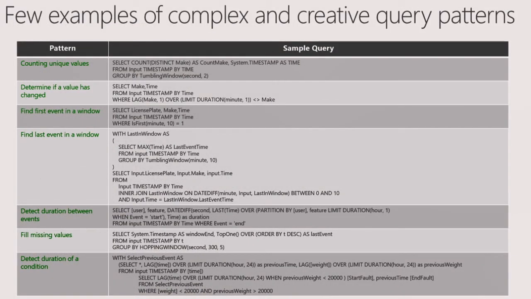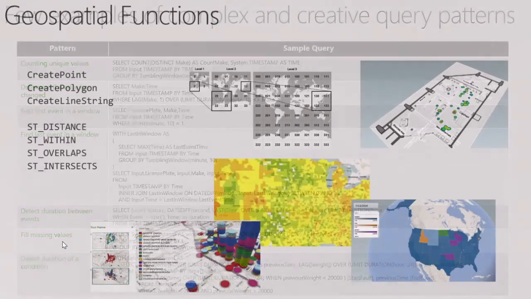A few complex queries: I can do things such as counting unique values. I can do things such as find the first event in a window, last event in a window. I really like this one, which we added recently, filling missing values, because there were customers who were saying, hey, we don't want to send every event. We only want to send events whenever there is a change. But in order to do the processing, I want to be able to see what was the last value so I can fill some missing values. So things like this can be done using our SQL language.